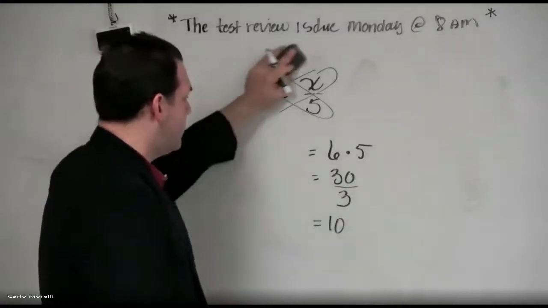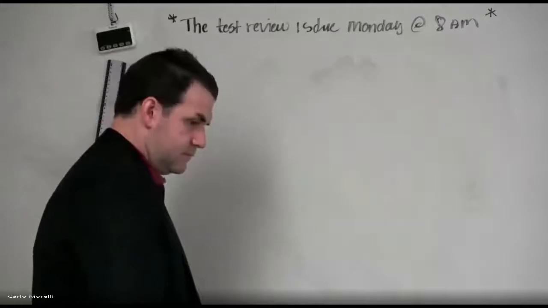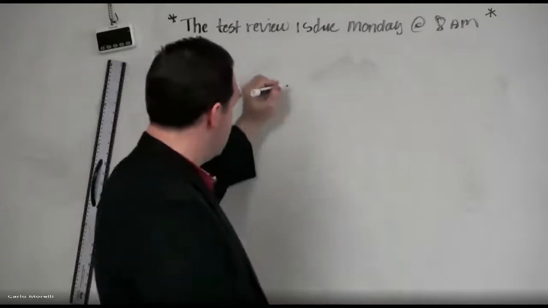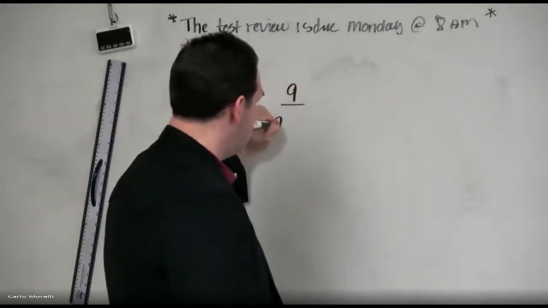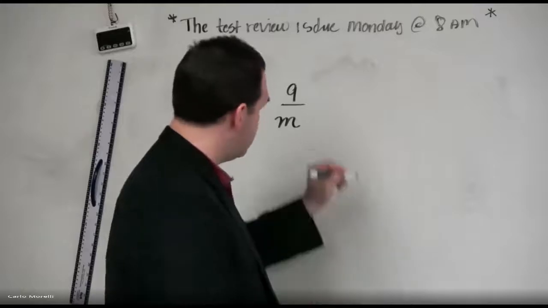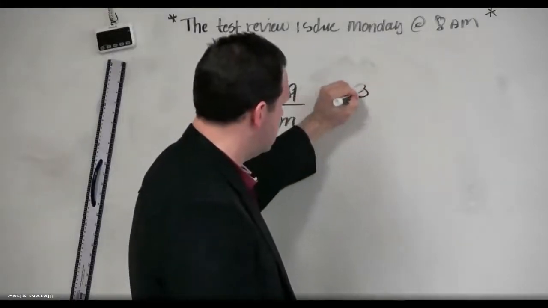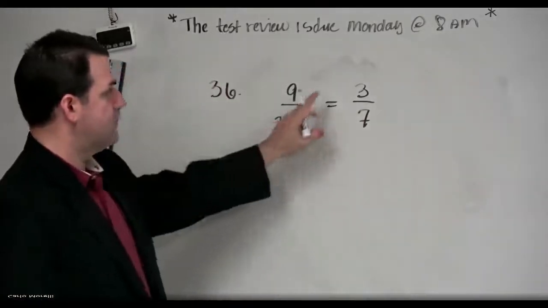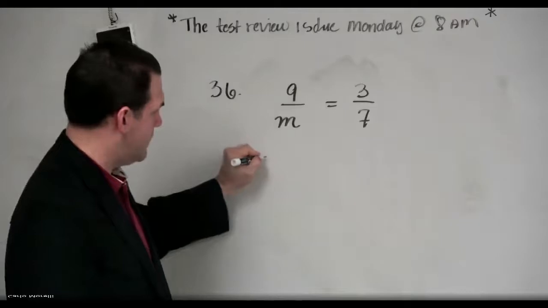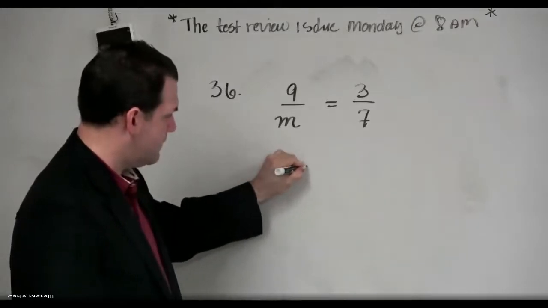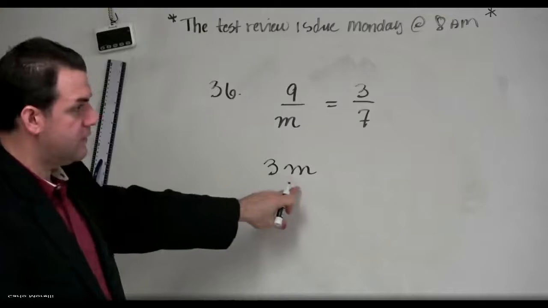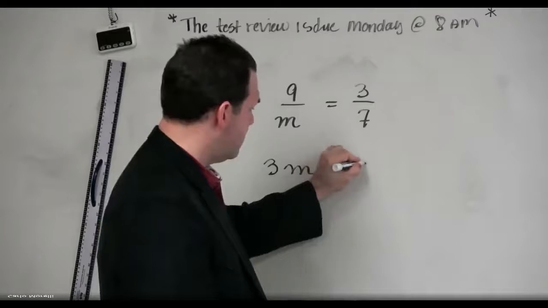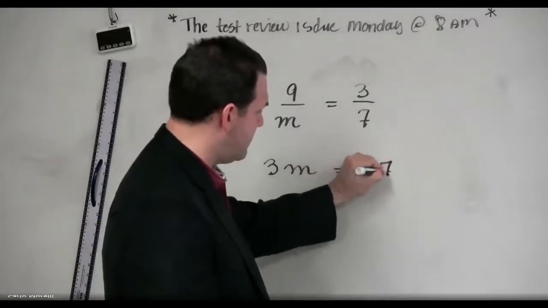All right, moving on to number 36. We have 9 over m equals 3 over 7. So we don't write m times 3. We're going to write 3m. We always write the number, then the letter, even if the letter came first, equals 9 times 7.